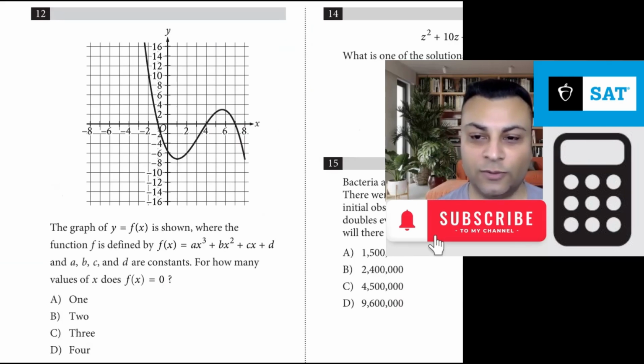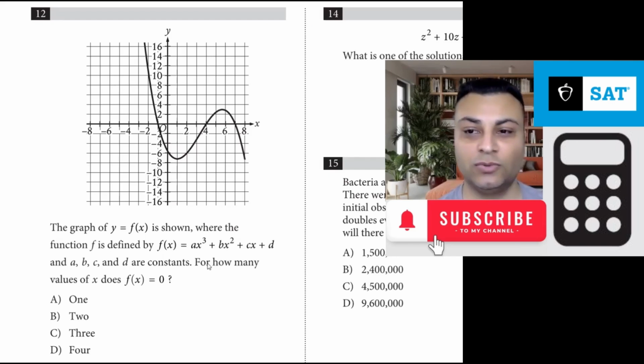Question number 12, the graph of y equals f of x is shown, where the function f is defined by f of x equals ax cubed plus bx squared plus cx plus d. And a, b, c, and d are constants. So we have a cubic function. For how many values of x does f of x equals 0? And they're asking for real numbers. This whole test is based on real numbers. So they're asking how many values of x does f of x equals 0?